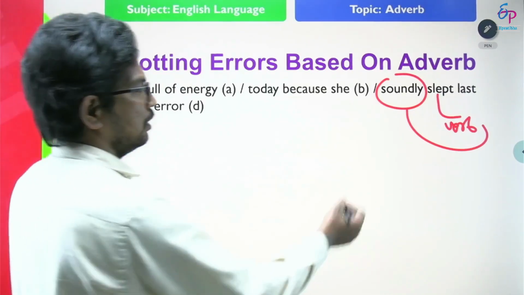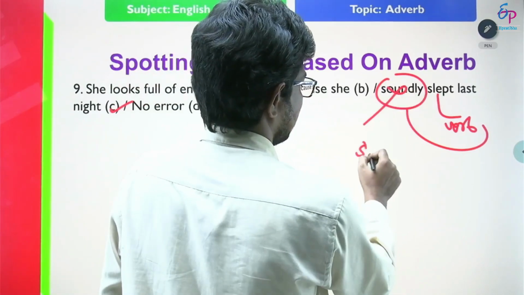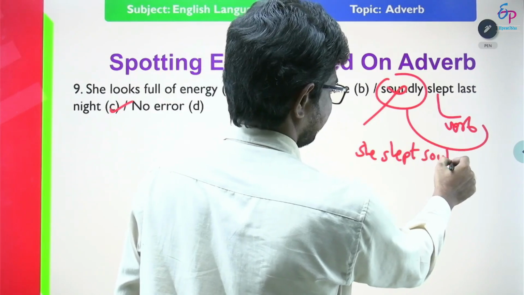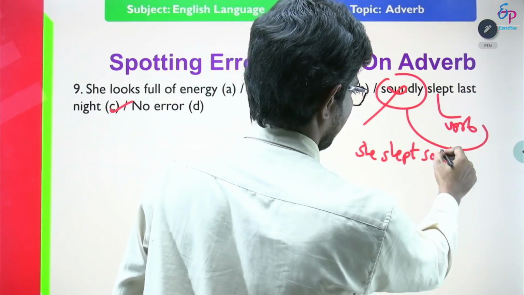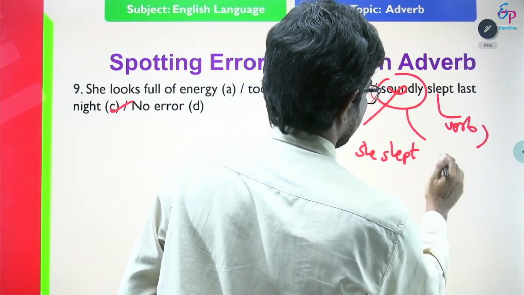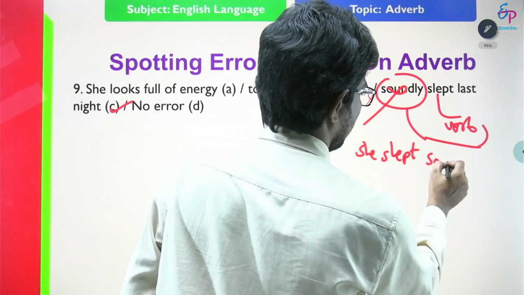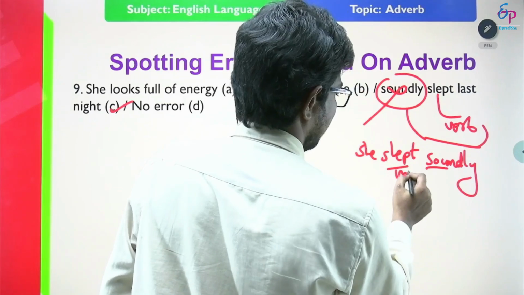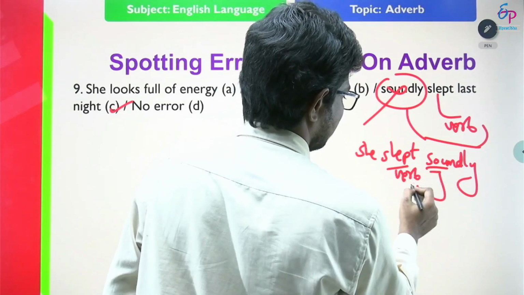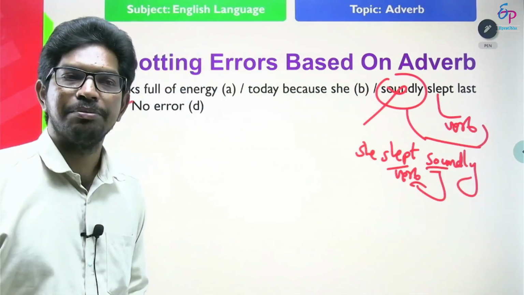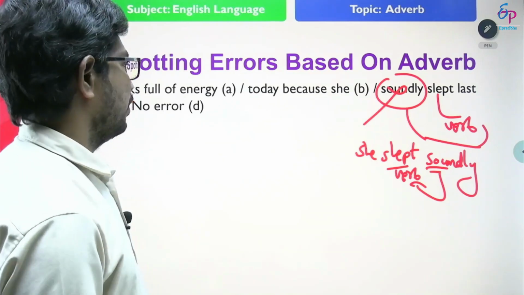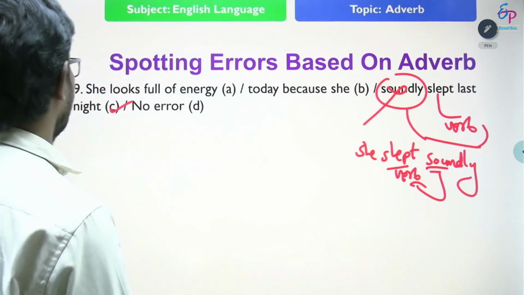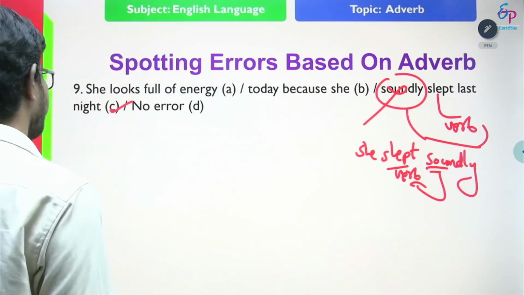So what is the correct one? She slept soundly. So always remember, adverb of manner should always be placed after the verb, not before the verb. She looks full of energy today because she slept soundly last night. Error is at C.